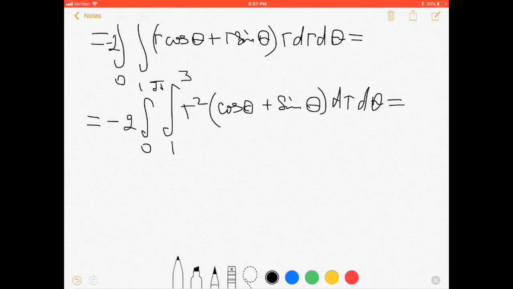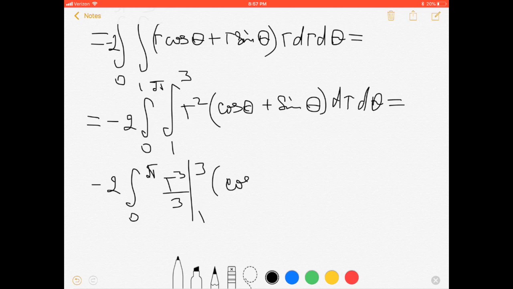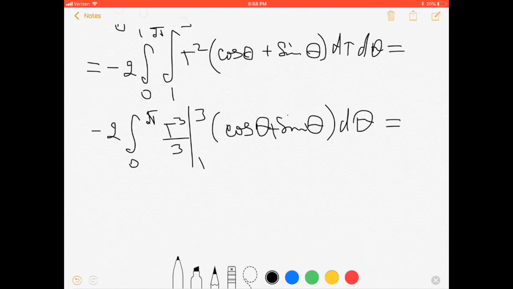Integral for r gives me r cube over 3, from 1 to 3, cosine theta plus sine theta d theta. Okay, if you plug in 3, we have 27 over 3, it will be 9. This means minus 2 times 9. If you plug in 1, you have 9 minus 1/3.